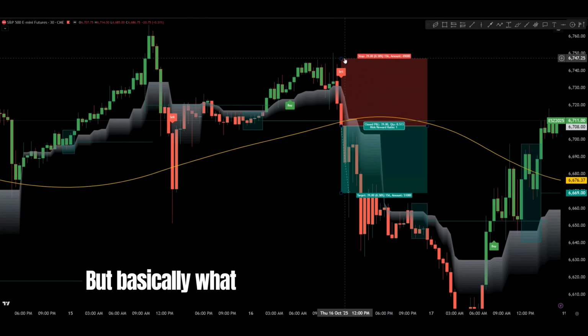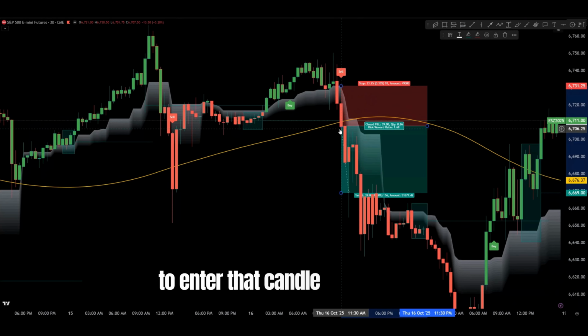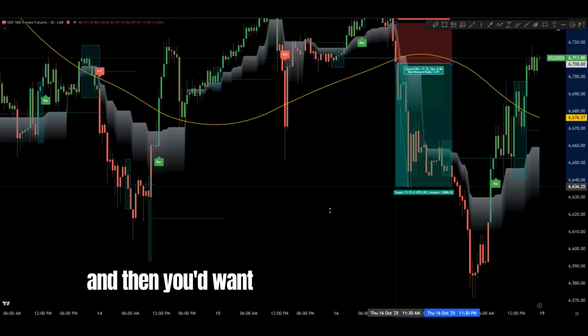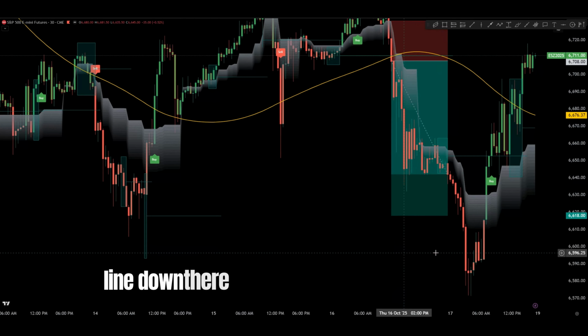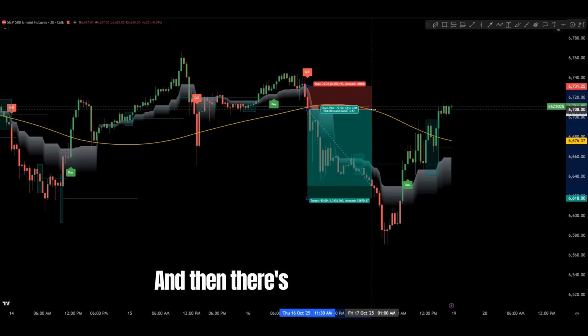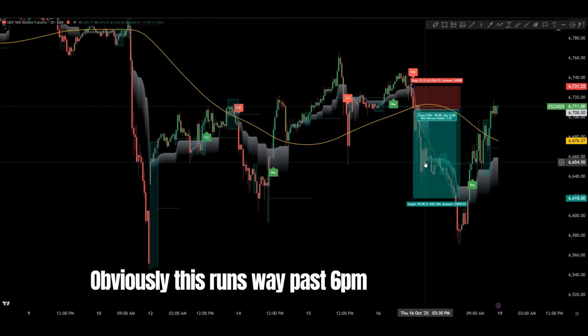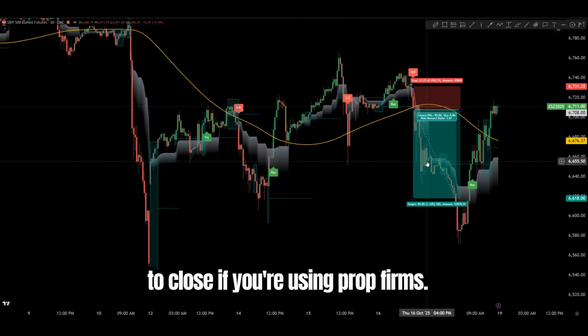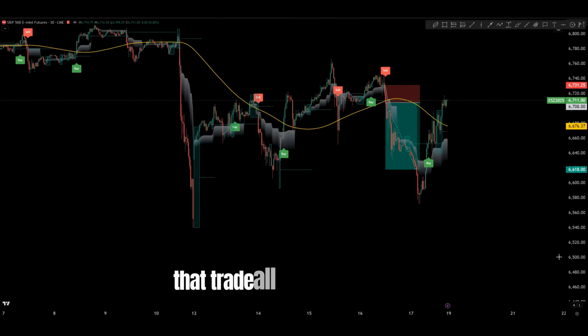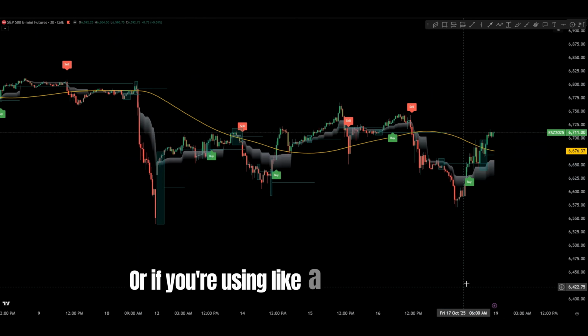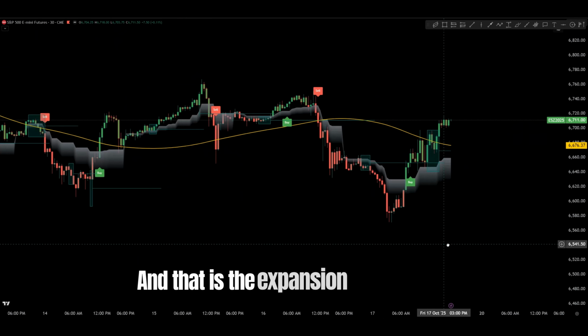But basically what you'd want to do is enter that candle that closed, and then target the next expansion line down there like that, and that's available. And then there's you a nice 3.87. Obviously this runs way past 6 p.m., so you'd have to close if you're using prop firms, but if you're not, you could hold that trade all the way down, or if you're using like a swing account. And that is the expansion lines.